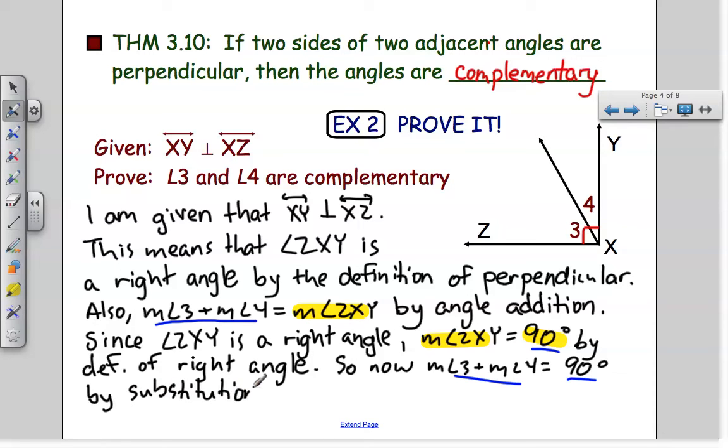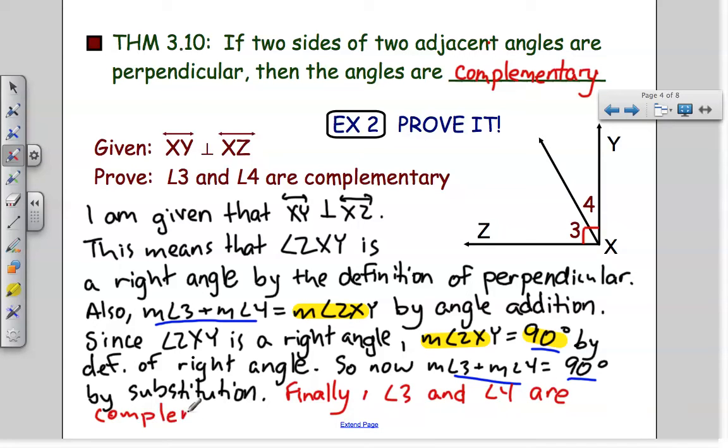And I can finally state the thing I've been wanting to say all along. Angles 3 and 4 are complementary because they add up to 90 degrees, which is the definition of the word complementary. Finally, angle 3 and angle 4 are complementary. So I had to use some angle addition. I had to get to the point where I was, I used definition of perpendicular.